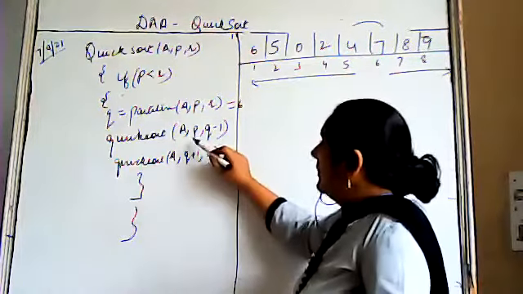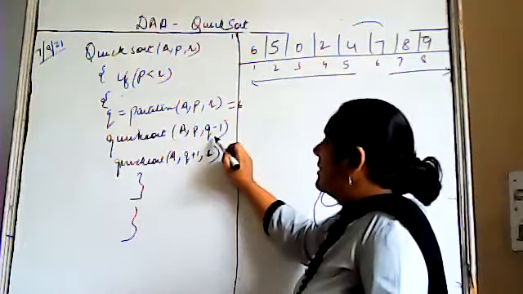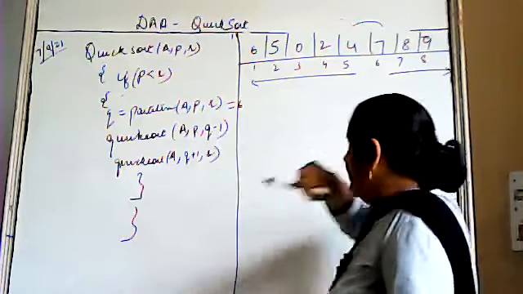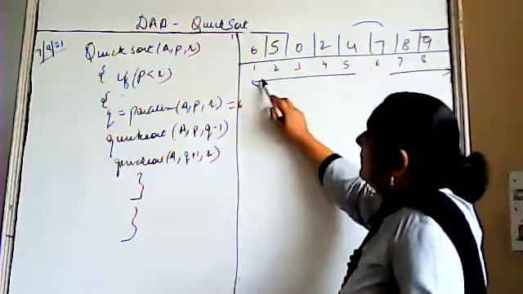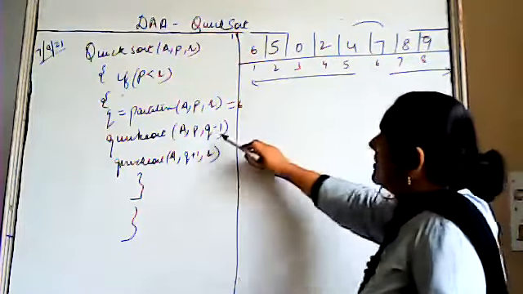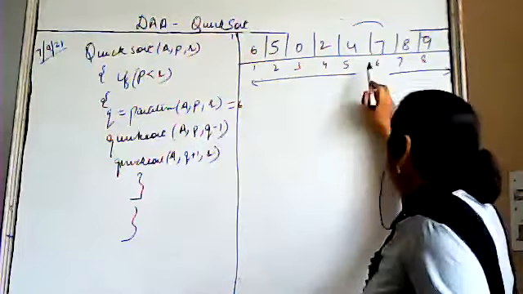Now quick sort A comma P comma Q minus 1. That means your list will have two quick sorts. Now one quick sort will be performed from 1 to 5 because R would be Q minus 1.